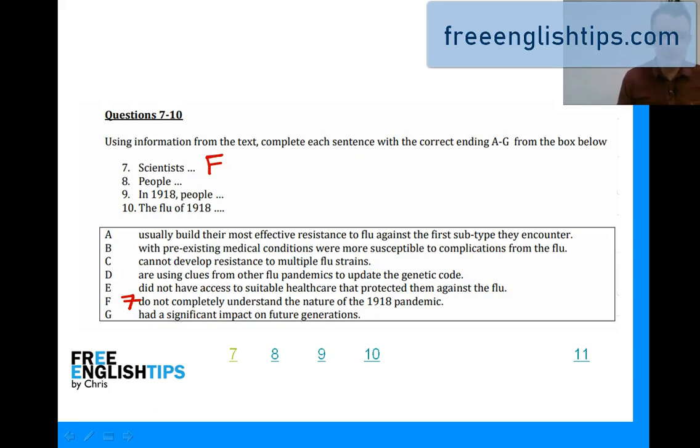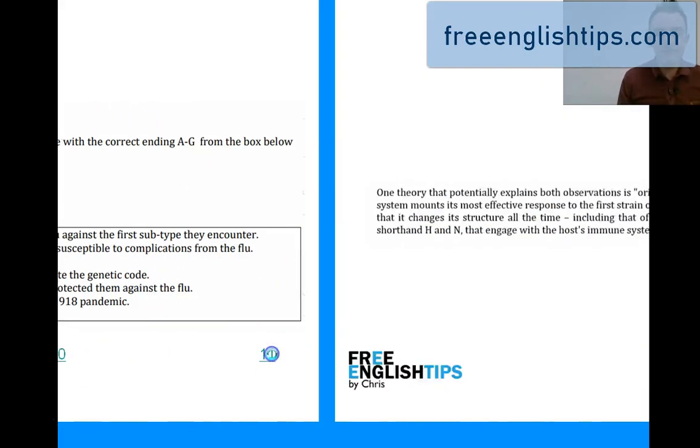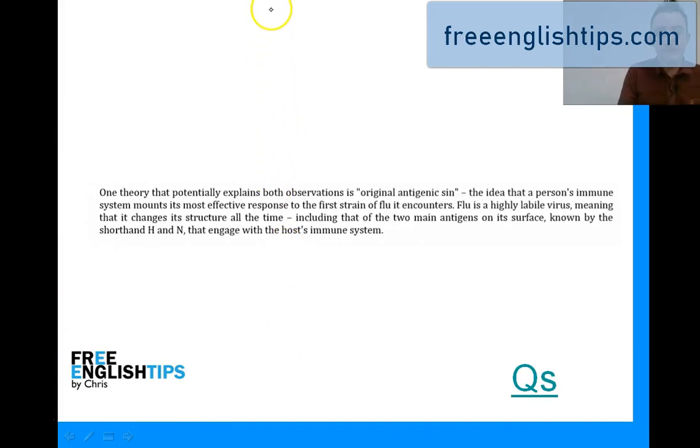8, people. Now, if we look at these, we can say people usually build their most effective resistance to flu against the first subtype they encounter. That seems quite logical to me, and in every case in reading you have to find the part of the text. So let's look at where I found that. In this part it says that a person's immune system mounts its most effective response just here to the first strain of flu it encounters. That's your answer.